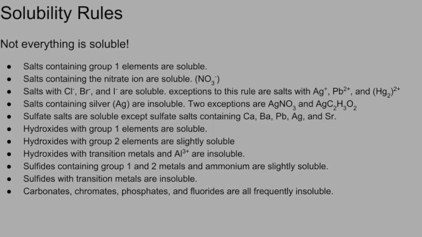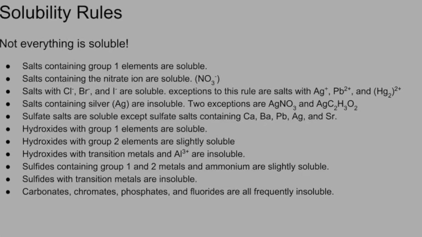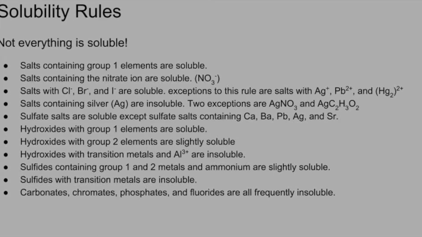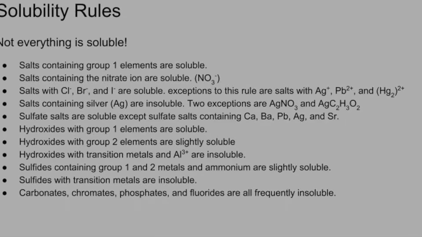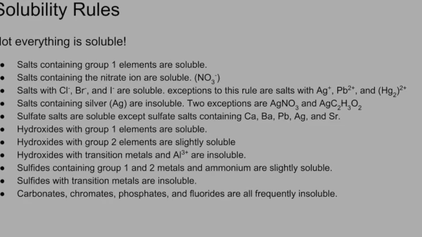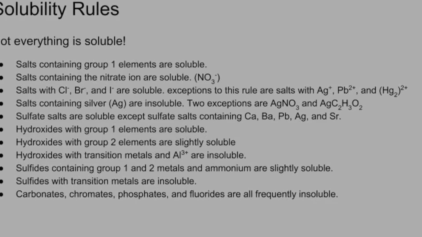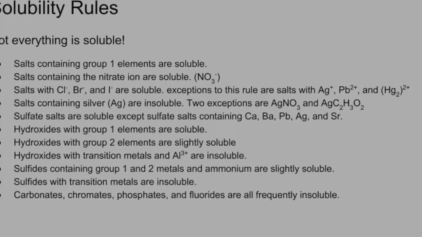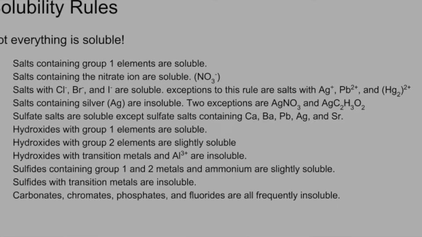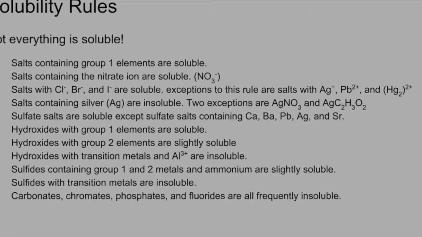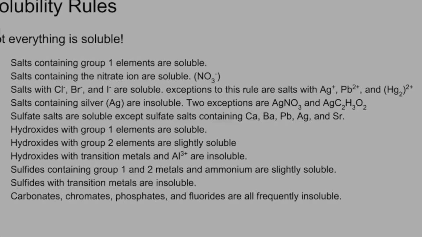Hydroxides with group 1 elements are soluble. Hydroxides with group 2 elements are slightly soluble, and hydroxides with transition elements, or Al3+, are insoluble. Sulfides containing group 1 and 2 metals and ammonium are slightly soluble. Sulfides with transition metals are insoluble. Carbonates, chromates, phosphates, and fluorides are all insoluble.